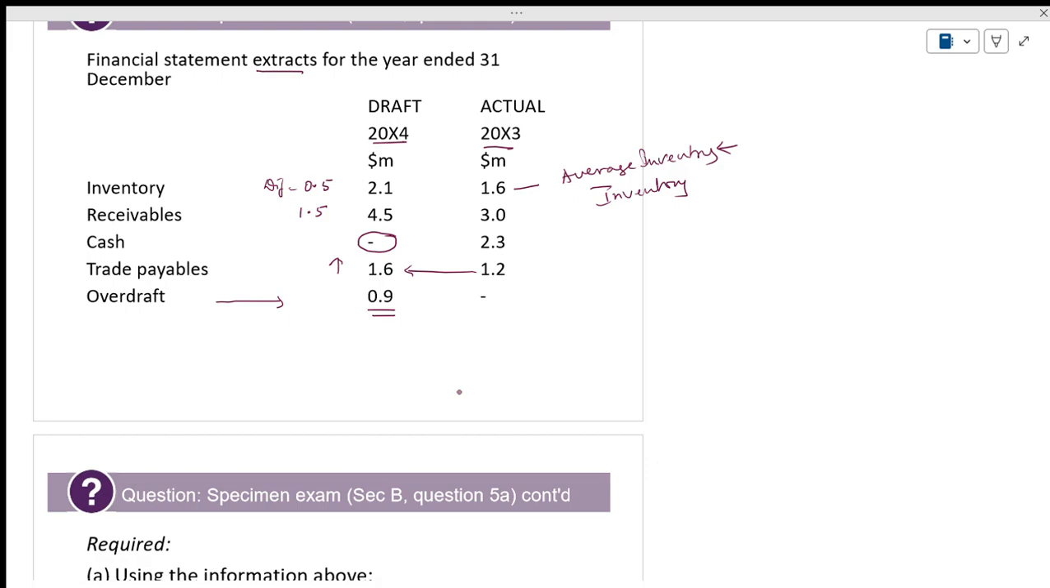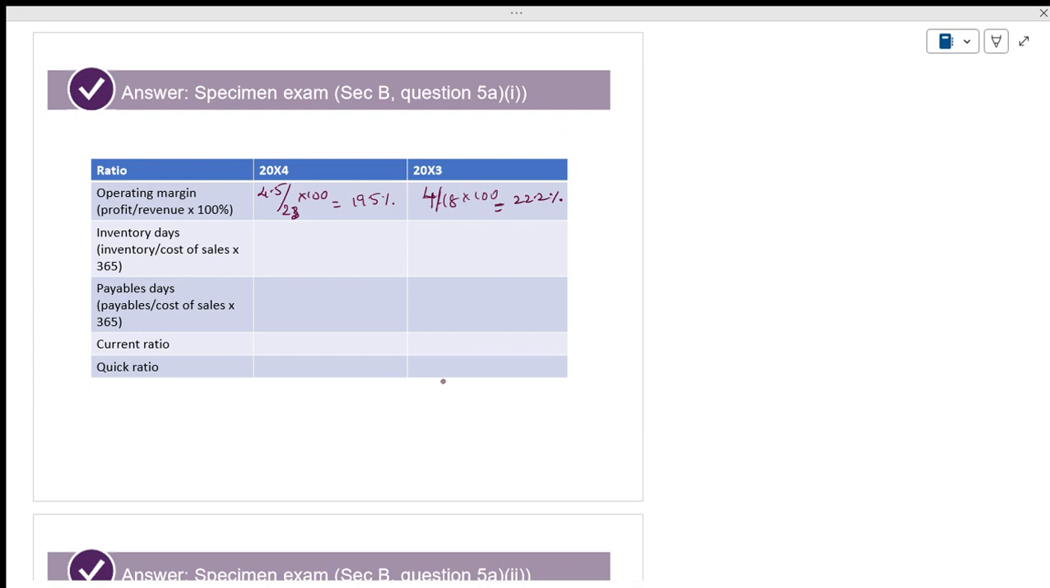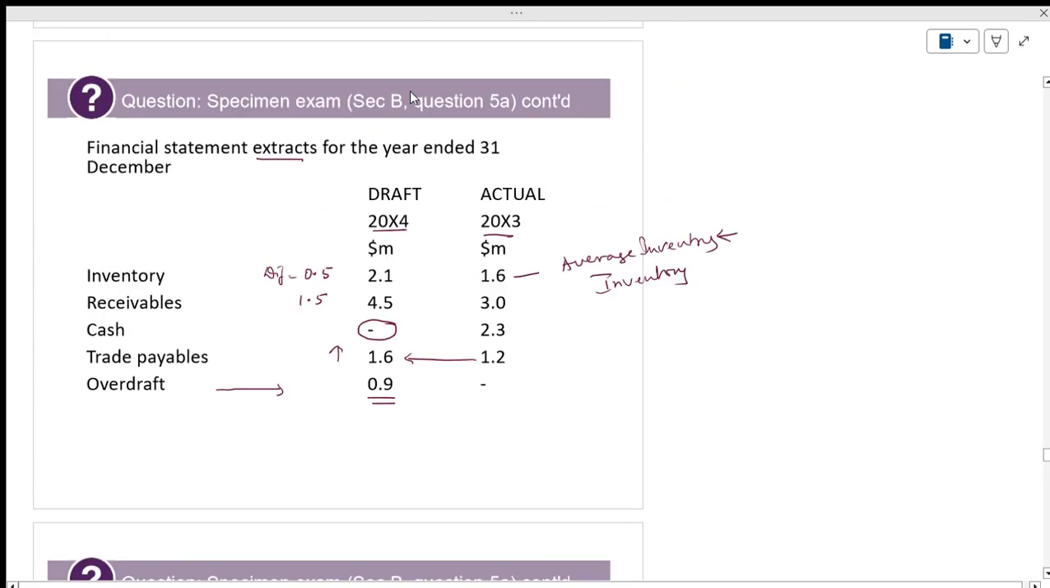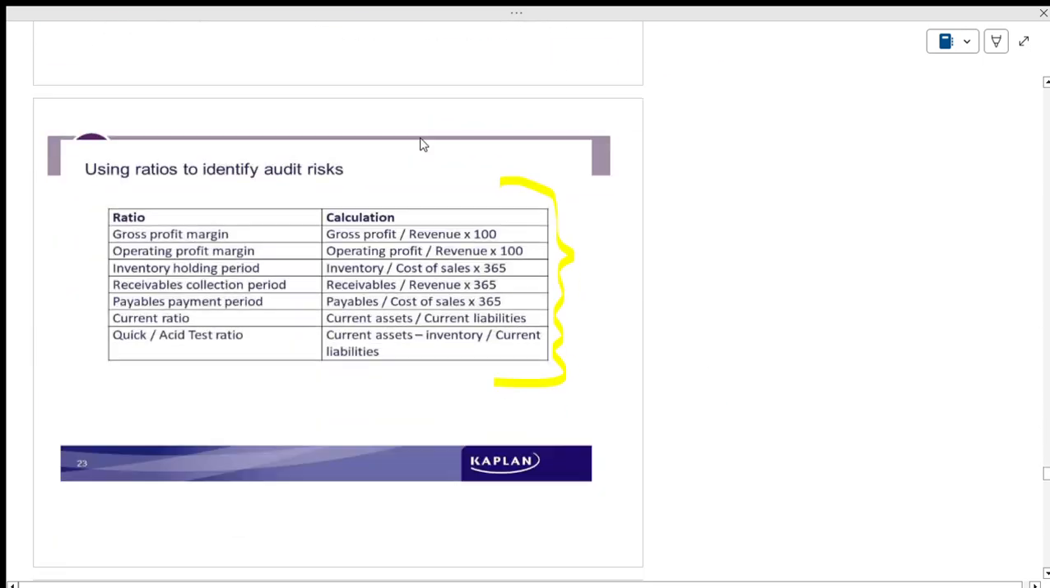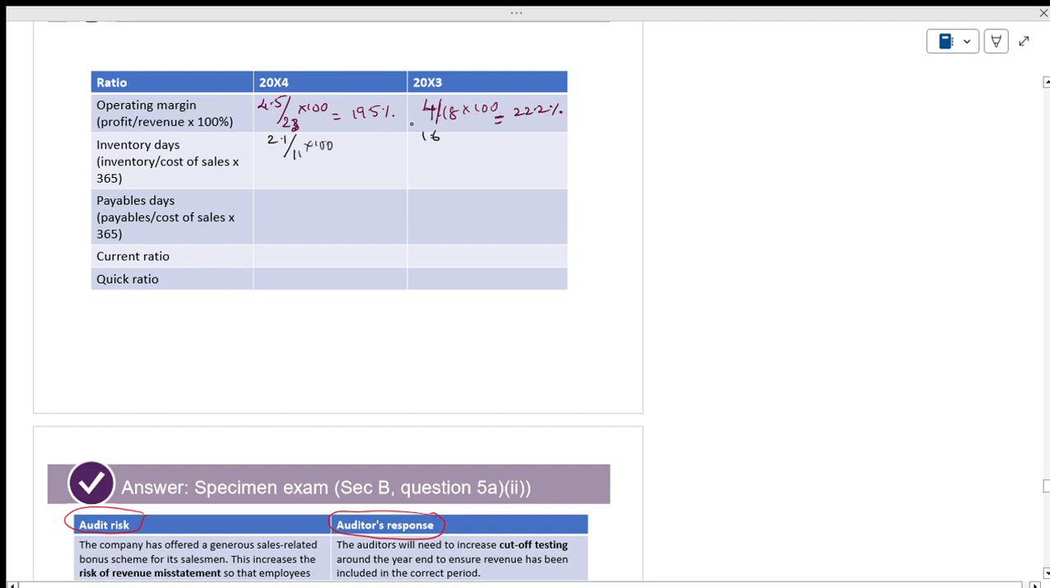Okay, inventory is how much? 2.1, 1.6. Divided by how much is the cost of sales? 11 and 10. How much will it come? Fast. Keep calculator with you. 19.01. Good. Is it 2.1? Yes, 2.1. 19.09. Okay, you can go next.